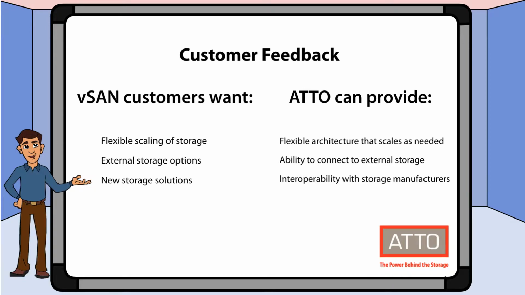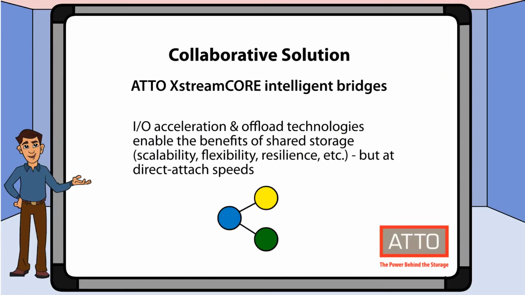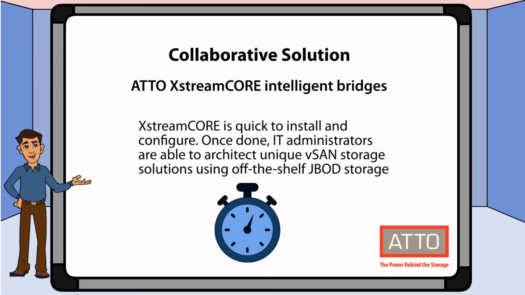ATTO Technology is able to help customers address these problems. We add flexibility, external storage options, and a robust portfolio of interoperability options. When you implement a vSAN solution using ATTO XstreamCORE, you gain the benefit of external storage at direct attach speeds. XstreamCORE is quick to install and configure, allowing you to use JBODs for storage expansion in your vSAN environment.